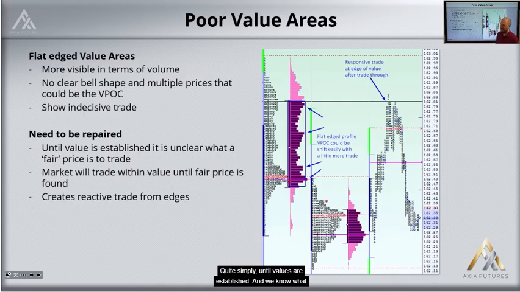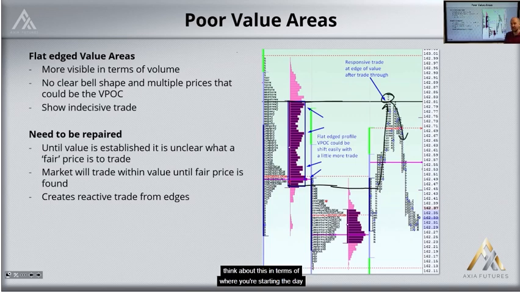Quite simply, until value is established and we know what the fair price is to trade at, the market is going to fluctuate. And again, like I talked about on the previous slide, we're going to end up with a situation where the only obvious place to sell is the top of value, and the only obvious place to buy is the bottom of value. As a result, once inside, you can then look to try and play this to the upside. As you reach the extreme, you can then look to play it down.